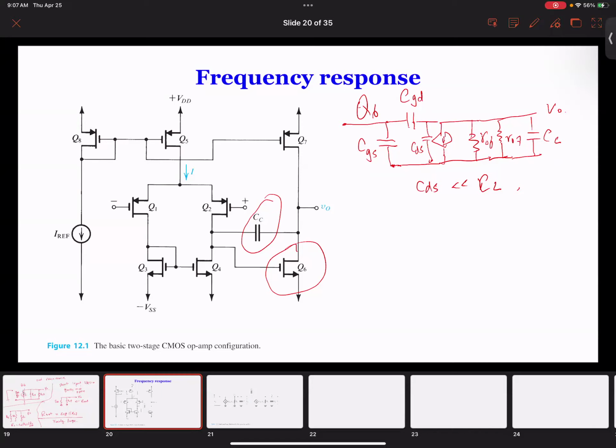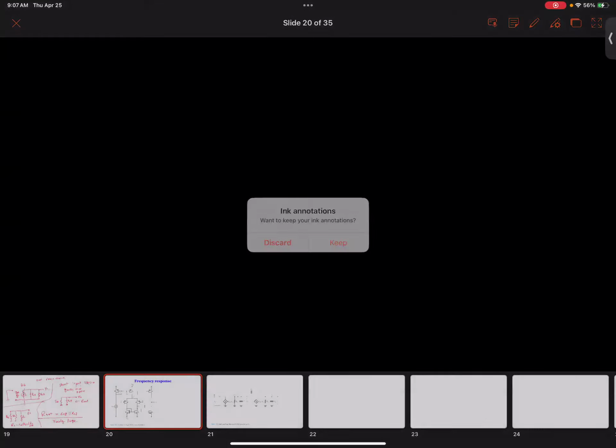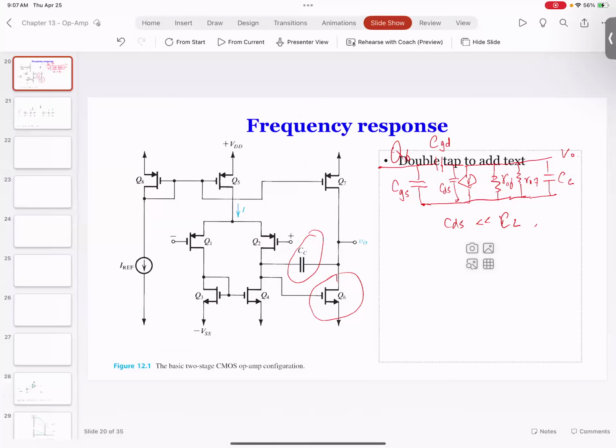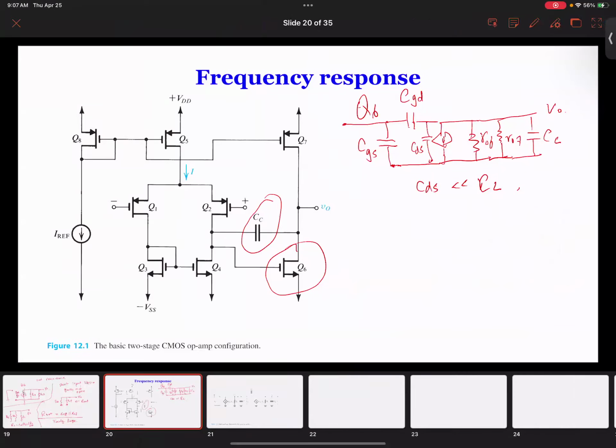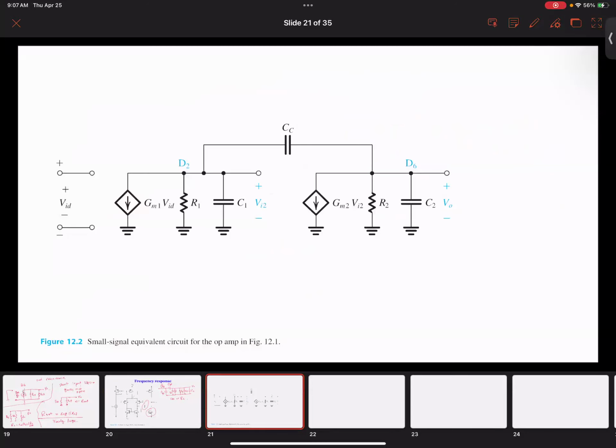If you look at the first stage, between the first stage and the second stage, you also have this capacitance of CC. This is where the CC comes in, and then from here we can draw the first stage. But from the previous chapters, we know that for the resistance of the first stage and second stage, we can use a simple equivalent circuit. This is what we're going to show on the next slide.